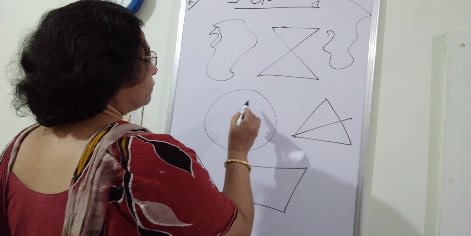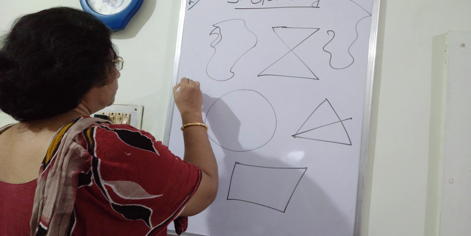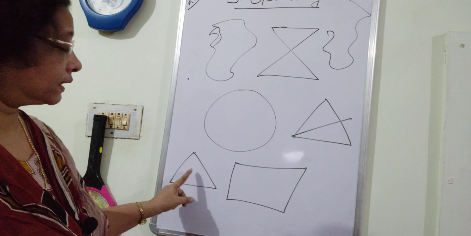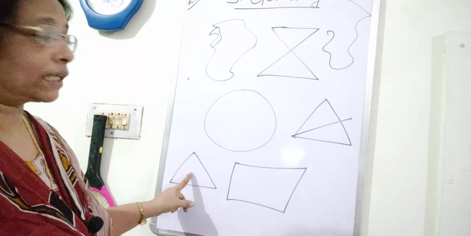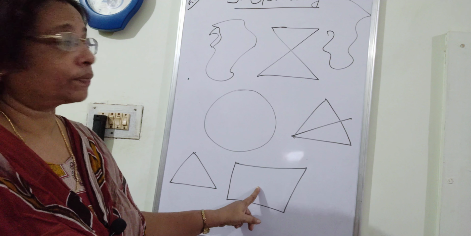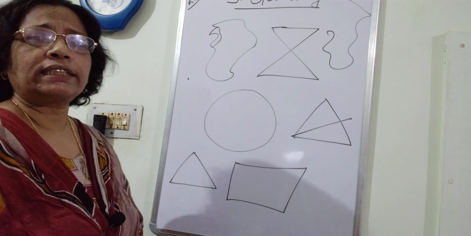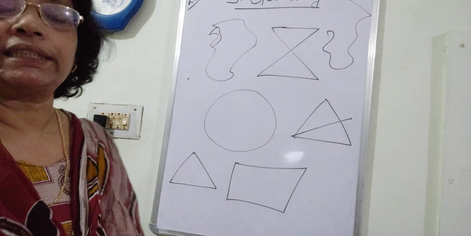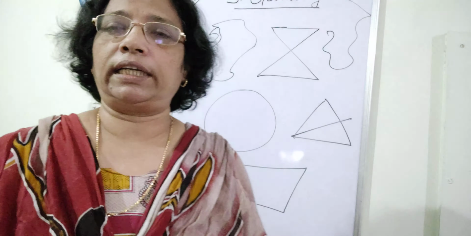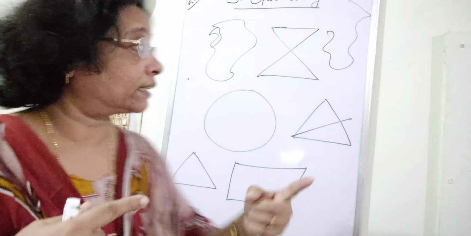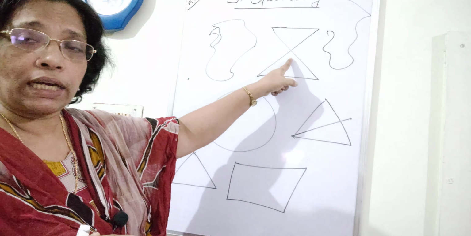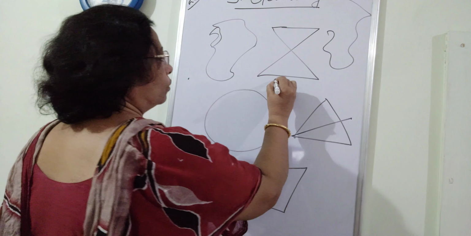This is also a closed curve. This triangle is also a closed curve. This is also a closed curve. Now see which is a simple closed curve. Simple closed curve means it does not intersect itself. Intersecting means cutting in this way. See, this is also intersecting. Is it a simple closed curve? No, it is not.